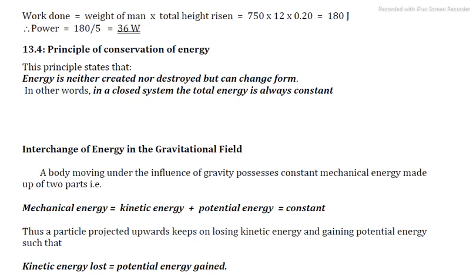So to get the total height, we shall get the 12 steps times the height for each, but we change that to meters. So it is 12 times 0.2, which gives us the total height that this man went through, and we multiply that by his weight to get the work done. Then we divide the work done by the time taken to get the power he develops.